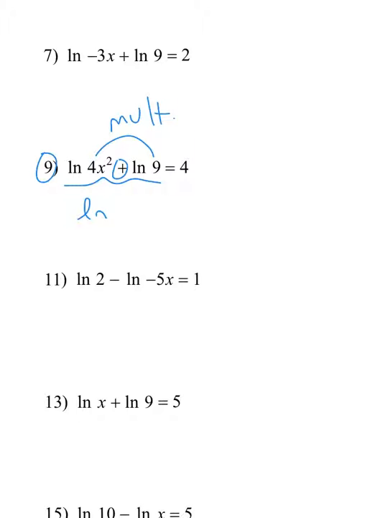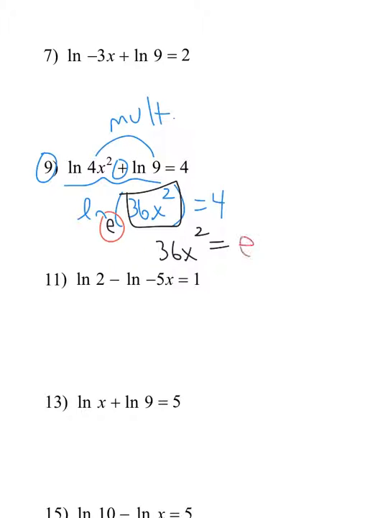So I really have 4x squared multiplied by 9, which is 36x squared. And that's equal to 4. Now again, I only have a natural log in this case, a log term on the left side. So I kind of want to think of it in exponential form. This is base e because it's natural log. So I want to say that this 36x squared is equal to the base, which is base e, to this power, so e to the 4th.